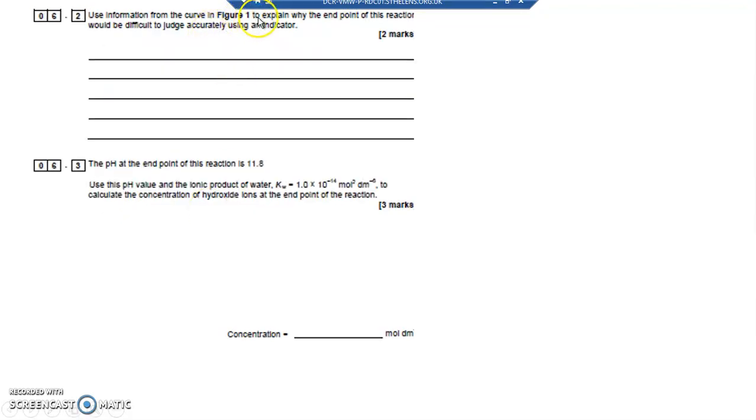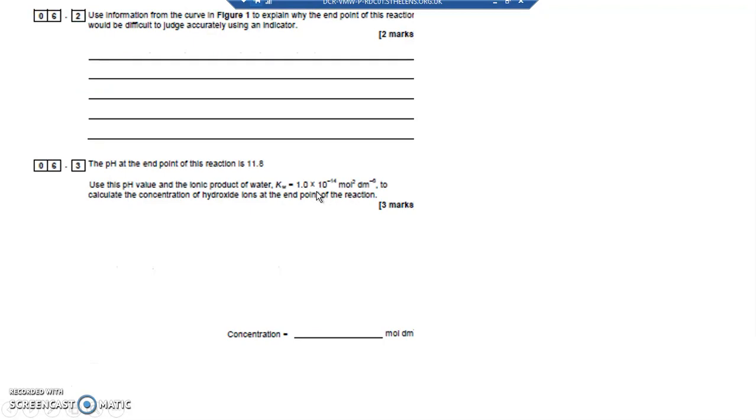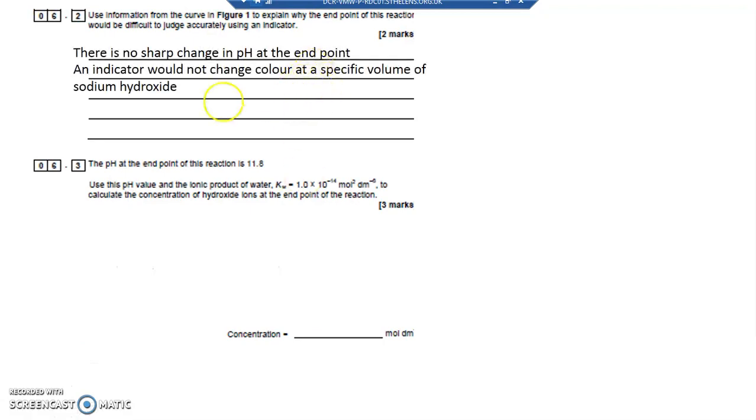Use the information from the curve to explain why the end point of the reaction would be difficult to judge, because there's no sharp increase in pH. There's never a point where I get an equivalence point or end point, where there's a sharp change in pH and where an indicator would change colour. So no sharp change in pH, no end point, no equivalence point. An indicator would not change colour.